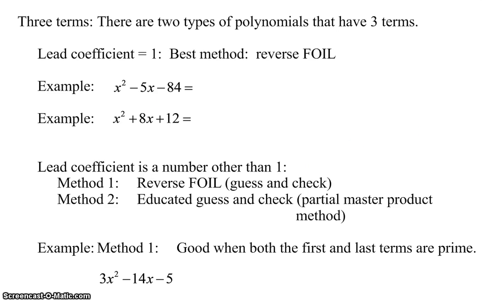If there are three terms, we have two types of polynomials. One is if the lead coefficient is 1, and the best method on this is really to just do guess and check. It's reversing FOIL.